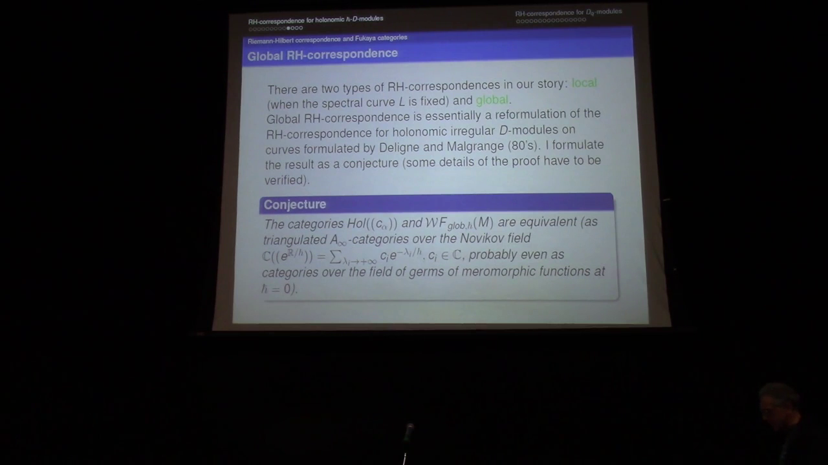The category of holonomic D-modules on the curve with prescribed singular terms at fixed points is equivalent to the global Fukaya category, which I mentioned previously. And this is an equivalence of triangulated infinity categories, provided I extend scalars here to a Novikov field. Probably there is some convergence in this global story, at least when I consider the Planck constant to be sufficiently small. And so probably it suffices to work not over the Novikov field, but over some field of germs of meromorphic functions at the origin. Okay, so this is what replaces constructible sheaves.